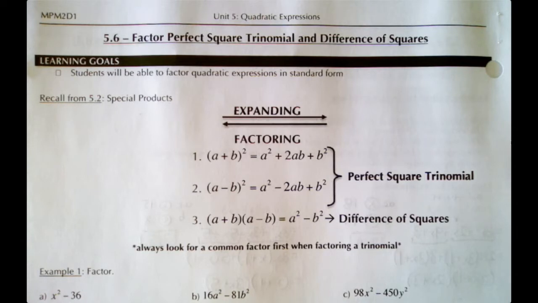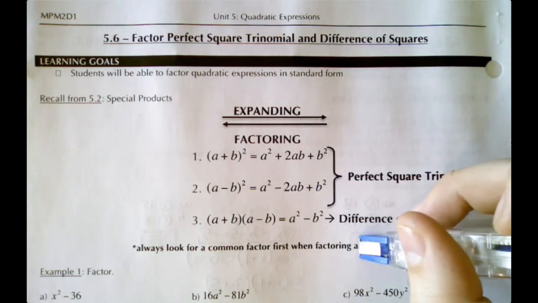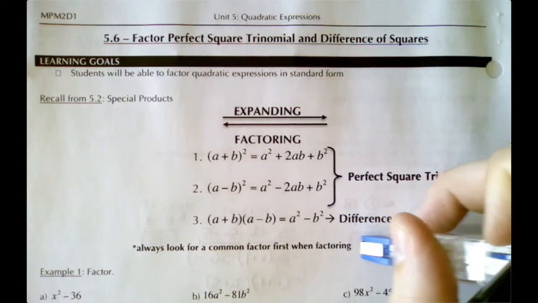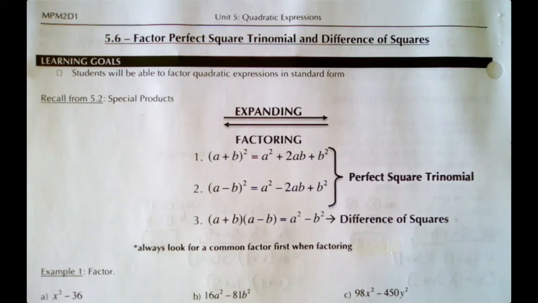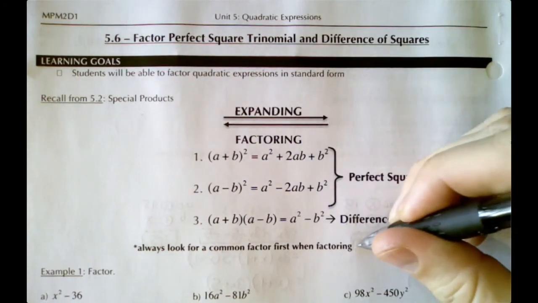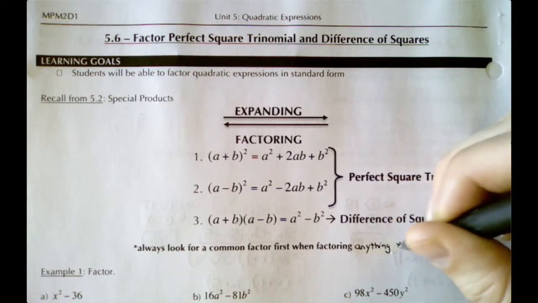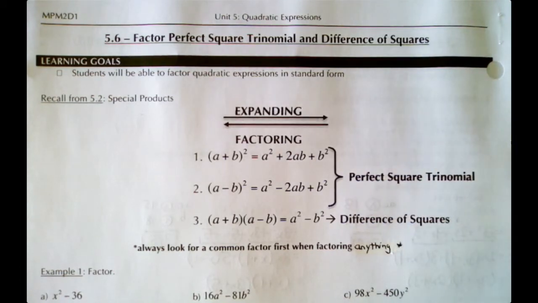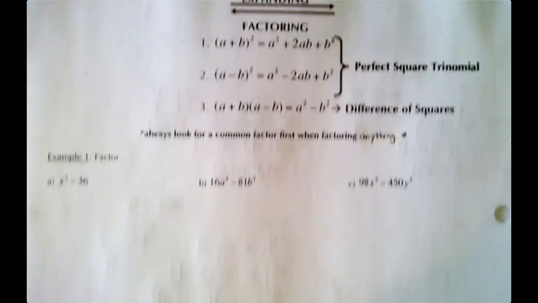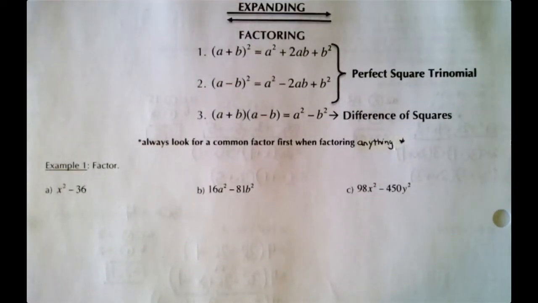Well, let's start with difference of squares. I put this note here: always look for a common factor first when factoring a trinomial. Realistically, it's not just when factoring a trinomial. So let's change that to when factoring anything. We should always look for a greatest common factor. So let's try one of these.